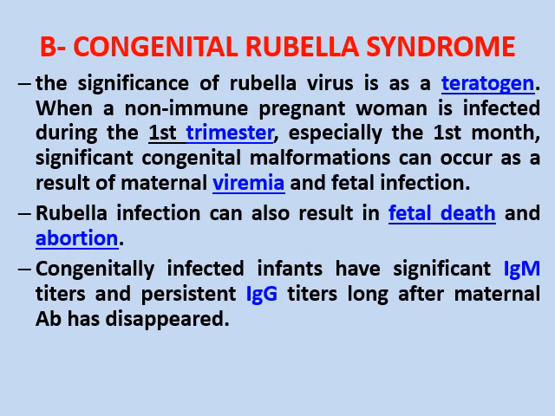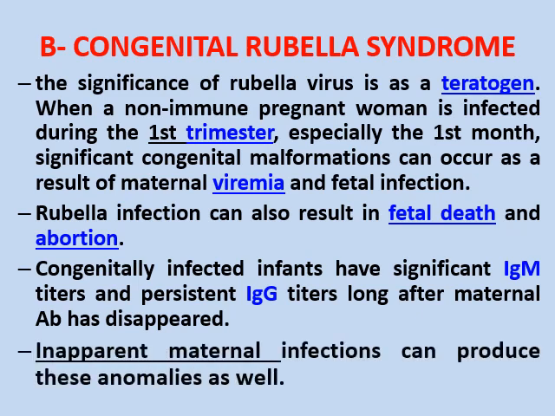Congenitally infected infants have significant IgM titers. عندهم IgM very high الانفنت إذا انولدوا and persistent IgG high long after maternal antibody has disappeared. حتى لو قلت الانتيبوديز الاي جي جي نلقيه عالي بالchildren ونلقي عندهم IgM titers.